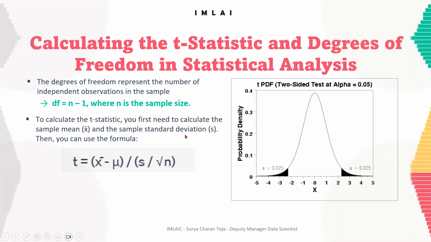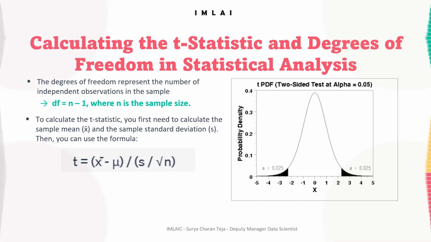Once you have calculated the statistic, you can use a t distribution table or software to find the p-value associated with the respective t-value and degrees of freedom. The p-value represents the probability of observing a t-value as extreme or more extreme than the one calculated, assuming the null hypothesis is true.